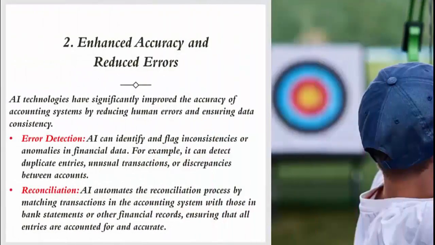2. Enhanced accuracy and reduced errors. AI technologies have significantly improved the accuracy of accounting systems by reducing human errors and ensuring data consistency. Error detection. AI can identify and flag inconsistencies or anomalies in financial data. For example, it can detect duplicate entries, unusual transactions, or discrepancies between accounts. Reconciliation. AI automates the reconciliation process by matching transactions in the accounting system with those in bank statements or other financial records, ensuring that all entries are accounted for and accurate.